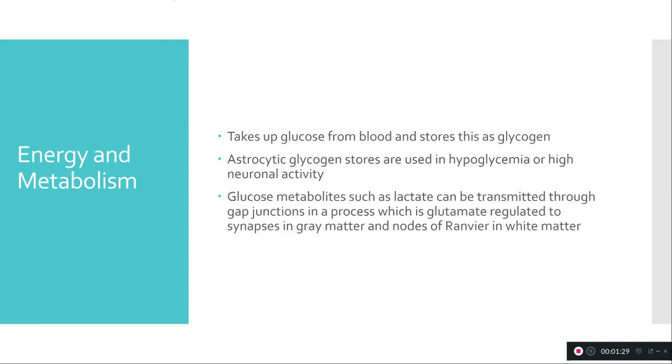So astrocytes, like I've said before, are going to take up glucose from the bloodstream and they can store it as glycogen, which will then be broken down into glucose to give to the neurons when it is needed. And astrocytic glycogen stores are used in hypoglycemia or high neuronal activity. So basically, if you have a lot of neurons firing that require more glucose to maintain that higher function, you're going to need a larger amount of glucose stores.